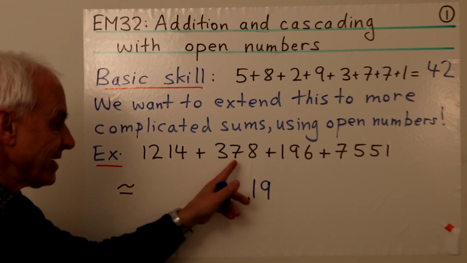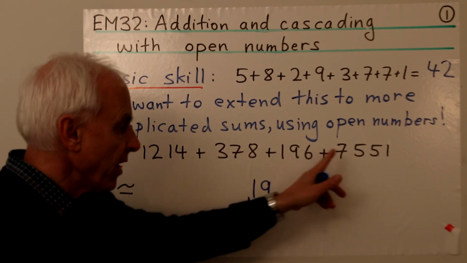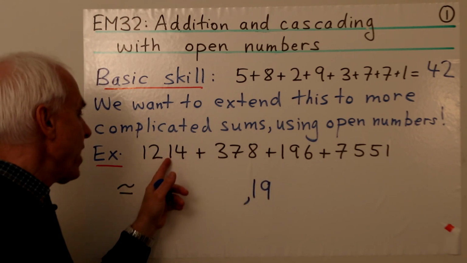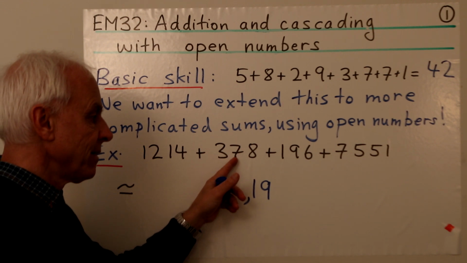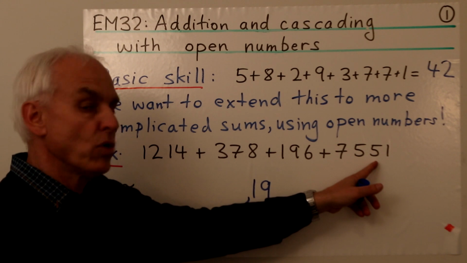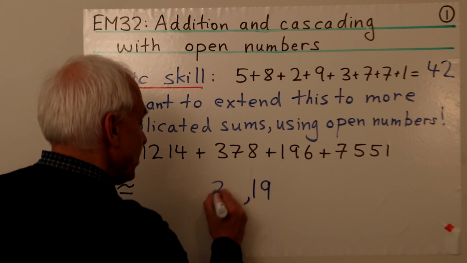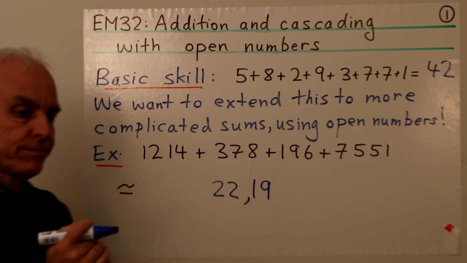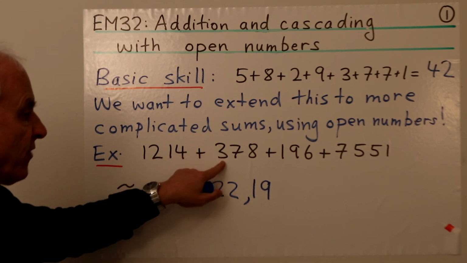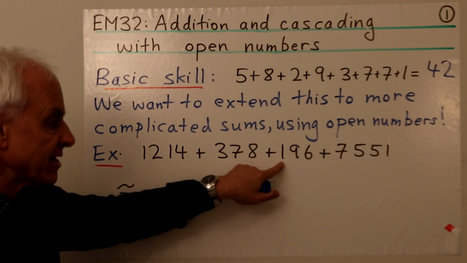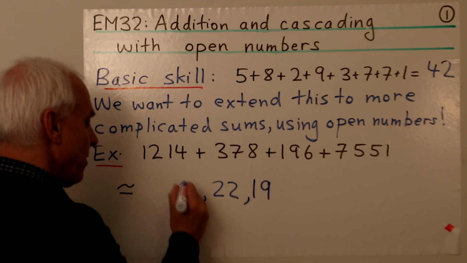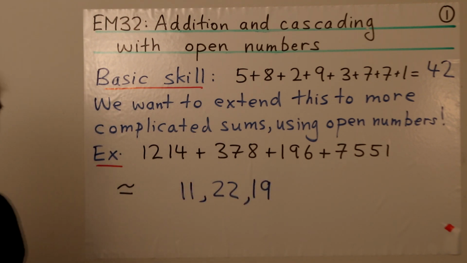Now we move to tens. There's 1 of them there, 7 there, 9 there, and 5 there. So we have to add up those particular ones. 1 plus 7 is 8. Plus 9 is 17, plus 5 is 22. So there are 22 tens in the sum. Now hundreds. 2 plus 3 is 5, plus 1 is 6, plus 5 is 11. That's the number of hundreds in the total.